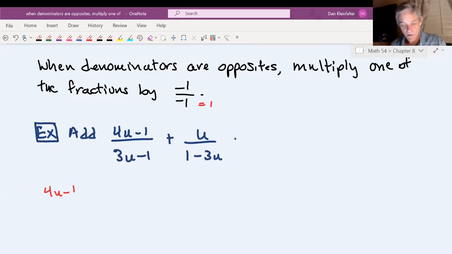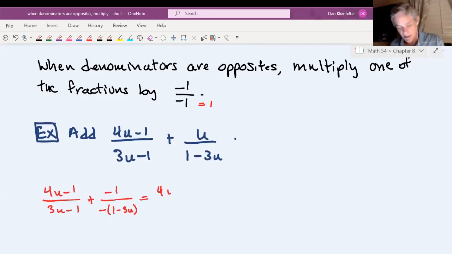All right, so we'll keep the first fraction the same. You could multiply either fraction by that minus 1 over minus 1. It doesn't make a difference. I'm choosing to do the second one just because. All right, so down below we'll have negative 1 minus 3u.